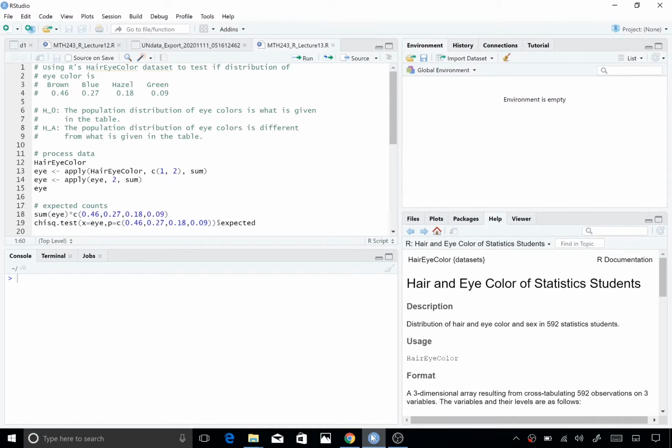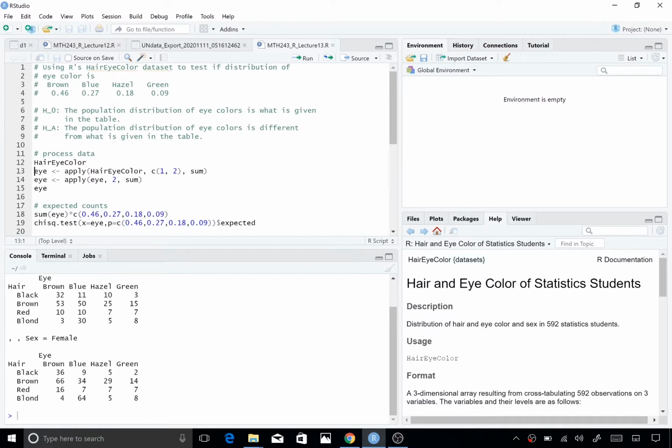R has a built-in dataset called hair eye color. It's stored as two different tables, so I'm going to process the tables to get it in the right format. But what I want to do is use this data to perform a chi-square test to see if these proportions of eye colors are correct. I found these on Google somewhere.